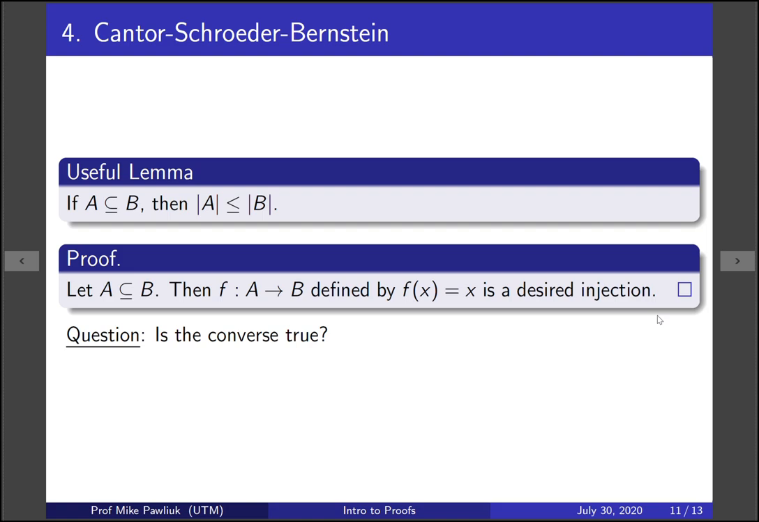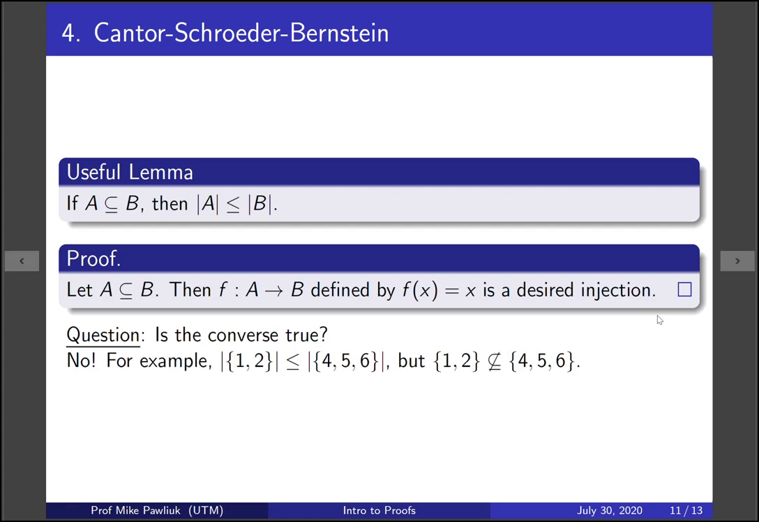What about the converse of this? If you know that the cardinality of A is less than or equal to the cardinality of B, do you know that A is a subset of B? Take a moment to think about this. The answer is no. So for example, the set {1, 2} has cardinality less than or equal to the set {4, 5, 6}, but {1, 2} is obviously not a subset of {4, 5, 6}. So be aware that it's very common for people to think that the converse is true without thinking about what it means.